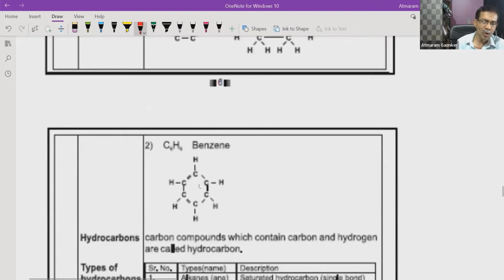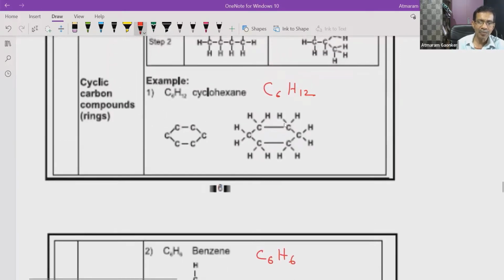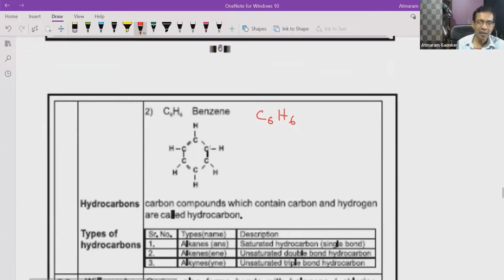Then we should know the structure of benzene. Again, it is cyclic. In benzene, we have got C6H6. The hydrogen are 6. Here, hydrogen were 12. So for each carbon, 2 hydrogen were attached. But here, the ring is there, but each carbon is getting 1 hydrogen.